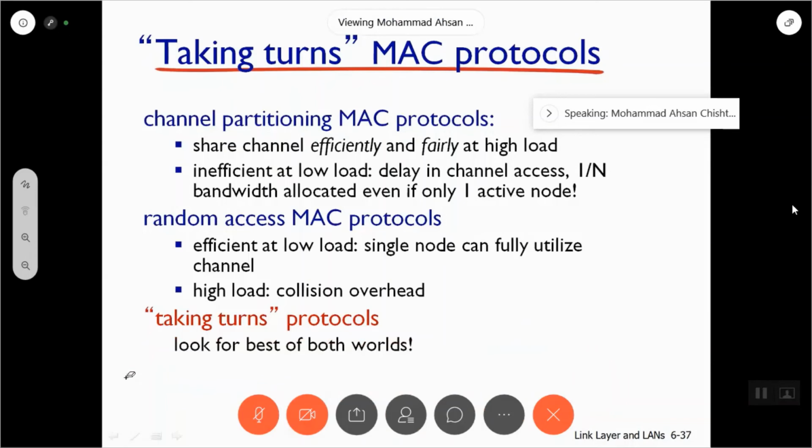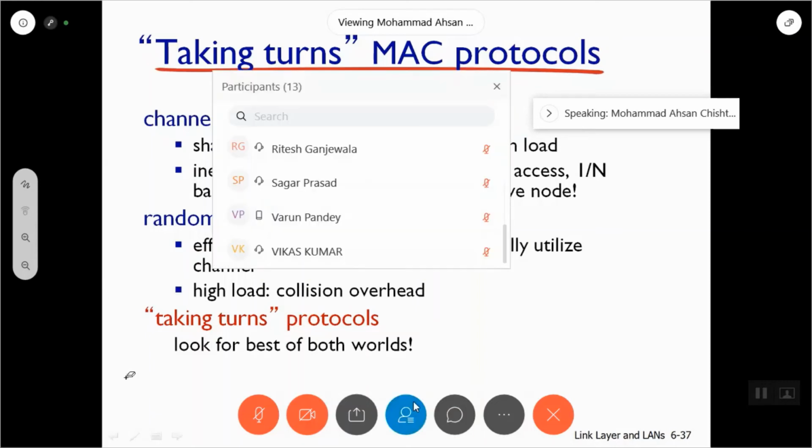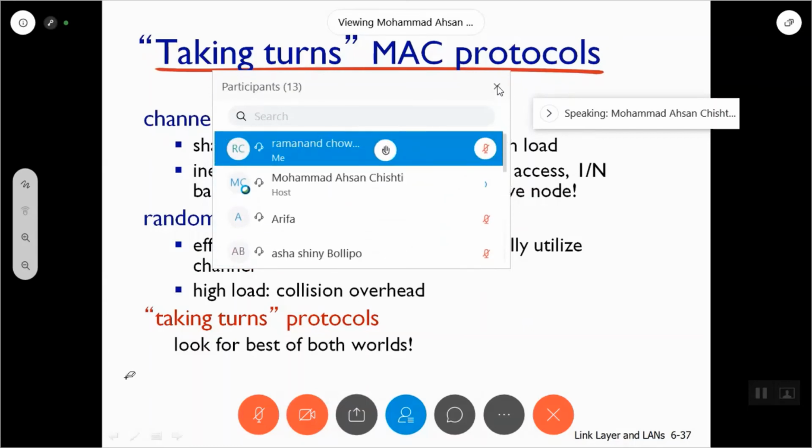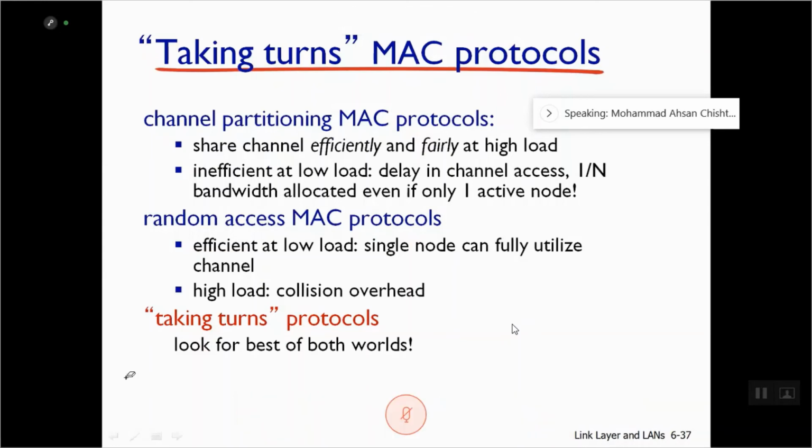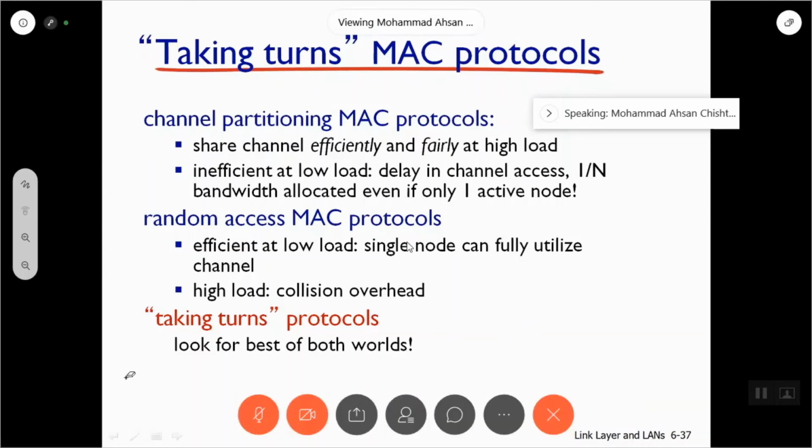And the next, the third one that we have, let me see how much we have more. We have the taking turns protocols. Okay, we can finish it within today's class itself. Since we lost last week, let's finish it up. I won't take much time with these methods. Do we have any questions till now?